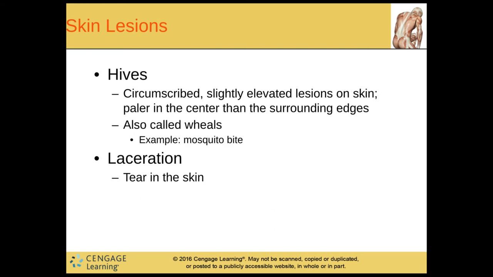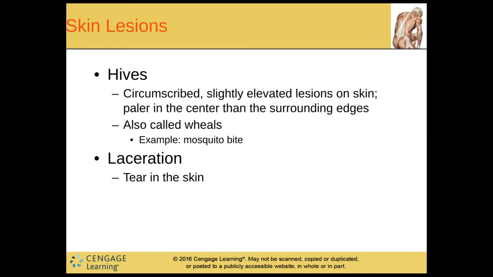And then we can have more lesions. We can have hives. These are circumscribed, slightly elevated lesions on the skin. They're paler in the center, and the surrounding edges are a little bit darker, maybe a little bit more red. These are also called wheals. A good example of this is a mosquito bite. This is the type of wheal that we talk about when we do the tuberculosis injection or the intradermal injection.